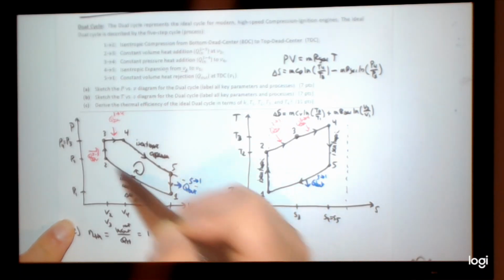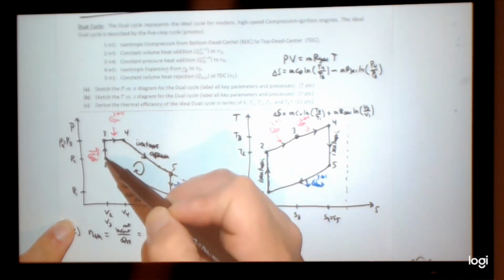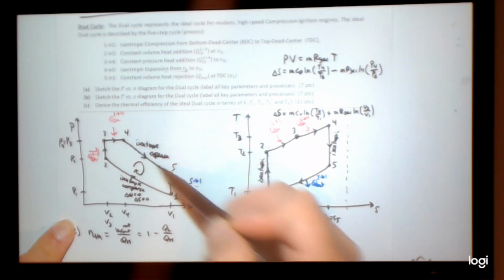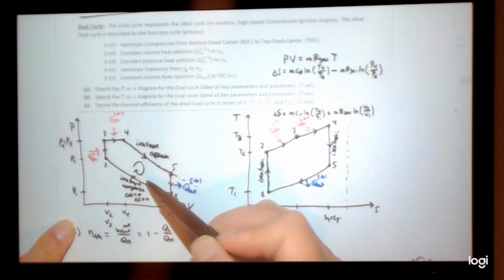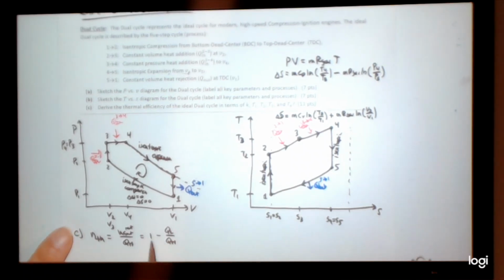But anyways, I got this, minus this, plus this, gives me my work out net. So you can do it many ways, but why even do that? Because I can just use 1 minus QL over QH, so let's do that one. Thermal efficiency is equal to 1 minus QL, where QL is just Q out 5 to 1, and then I got QN 2 to 3 plus QN 3 to 4.